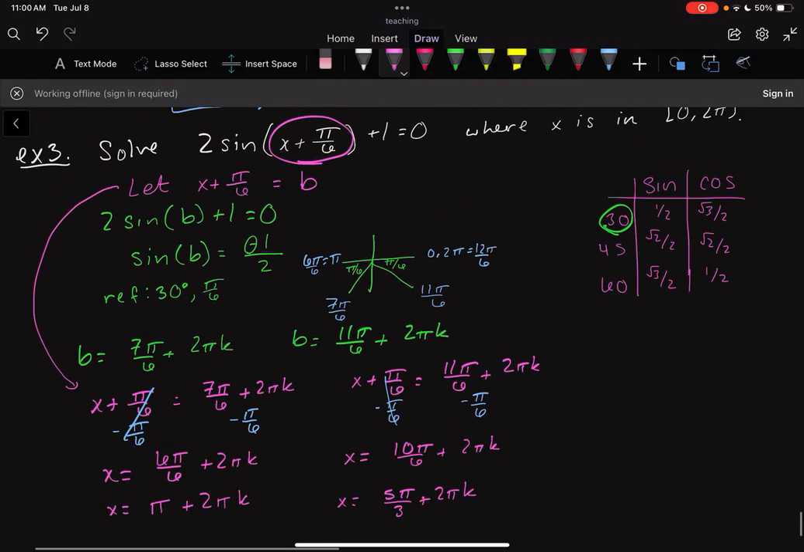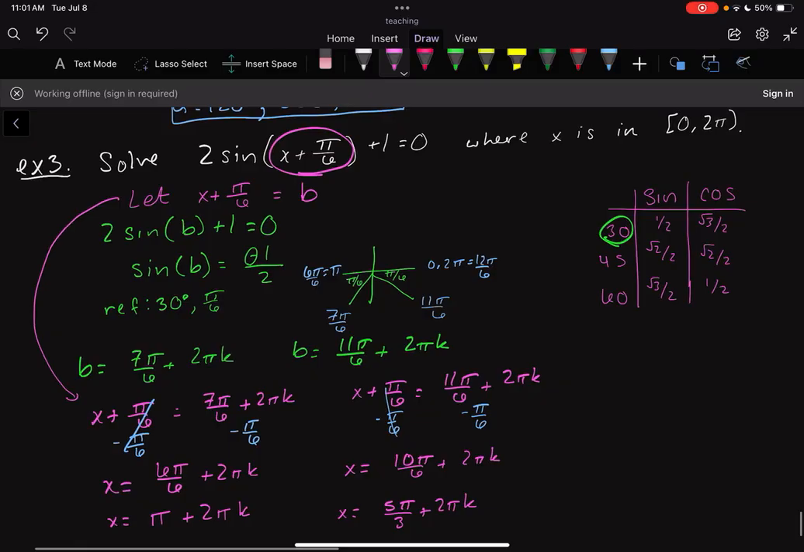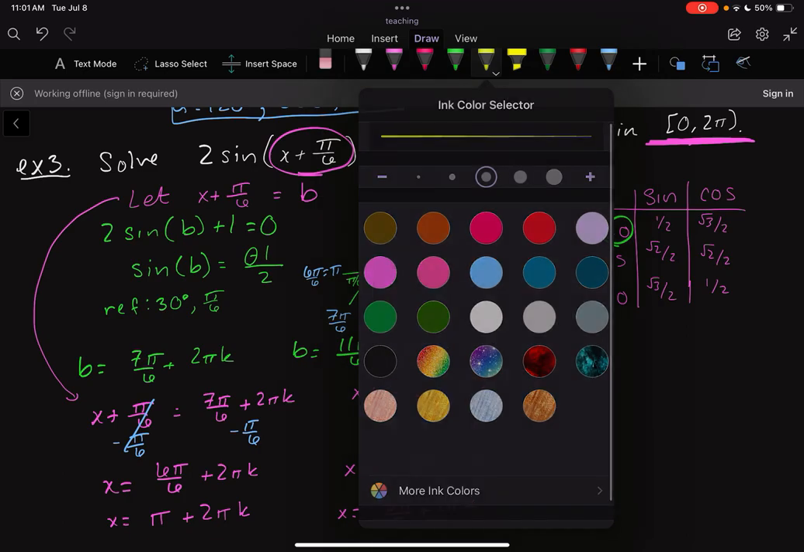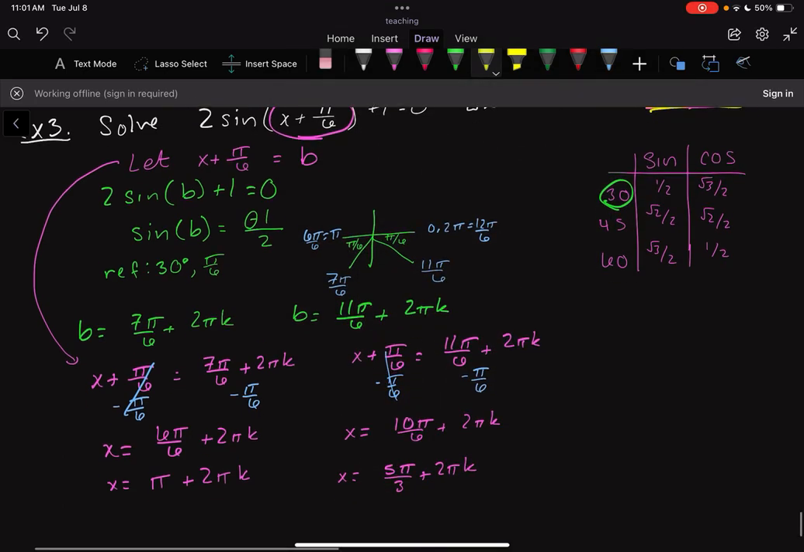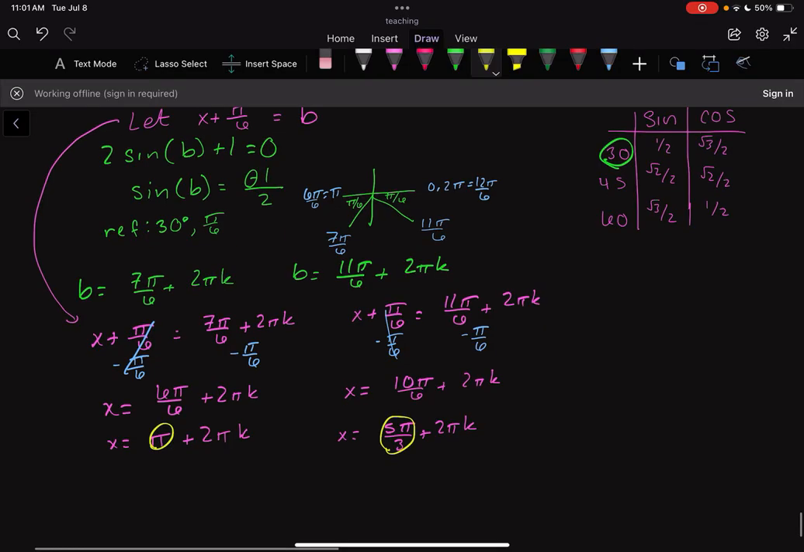But we want to remember that we only want answers between 0 and 2 pi. So those are the only answers that I'm going to keep, if it's between 0 and 2 pi. So pi works, 5 pi over 3 works. If I add 2 pi to pi, I'm no longer between 0 and 2 pi. So for this one, my answers will just be pi and 5 pi over 3.